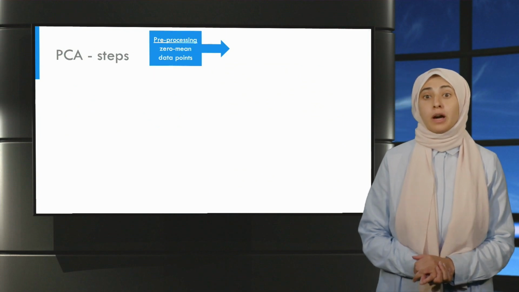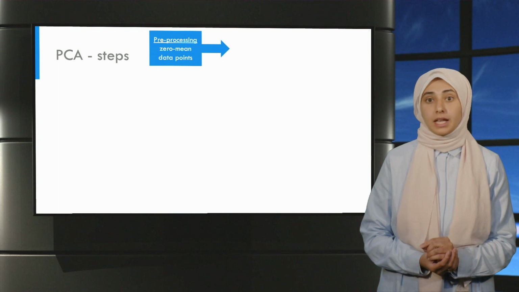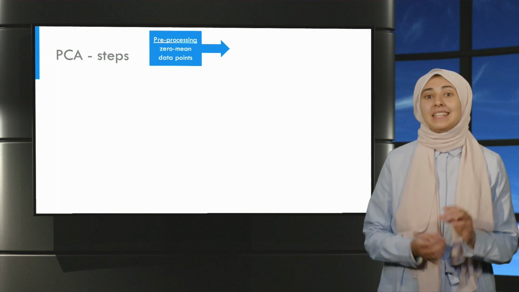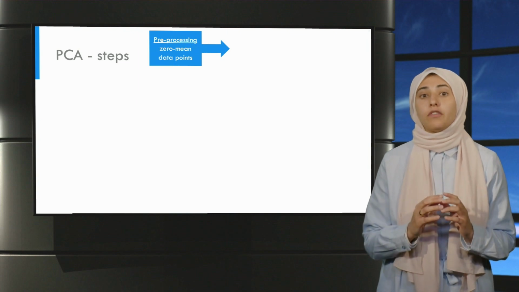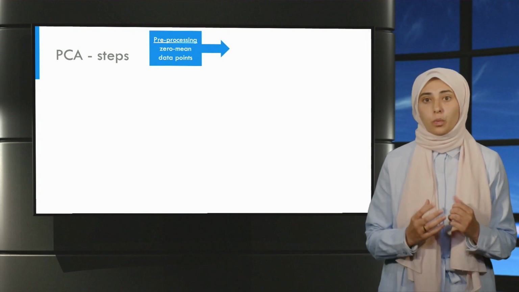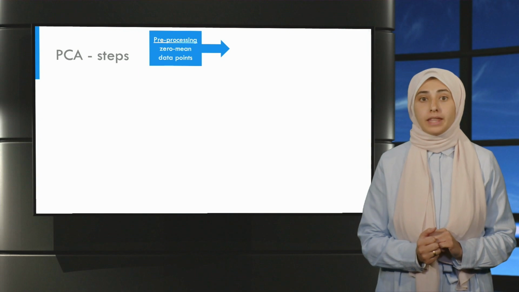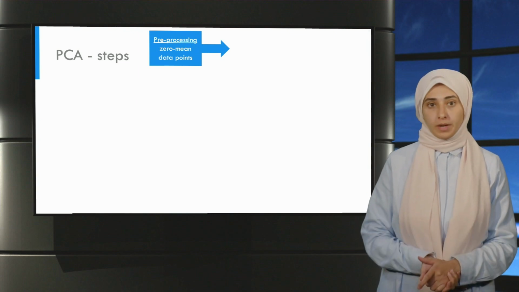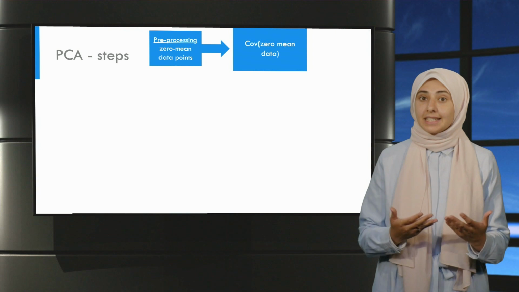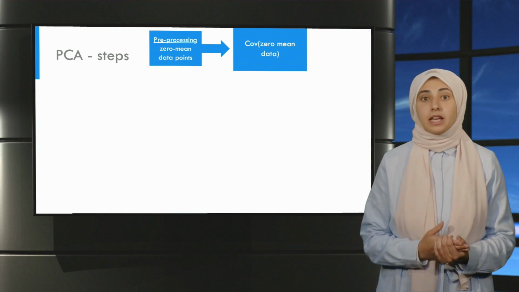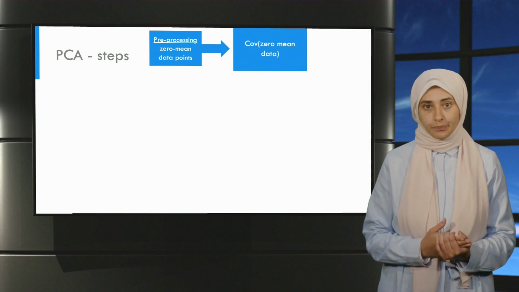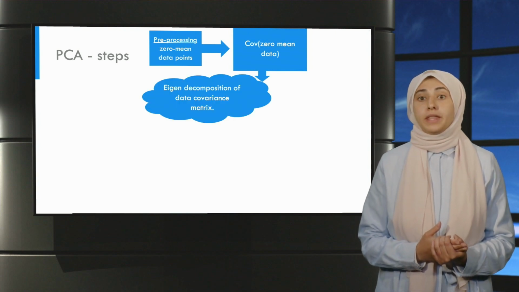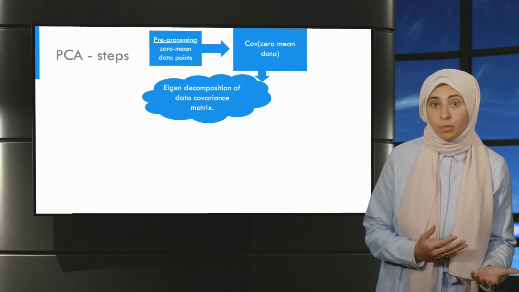PCA starts by pre-processing the data points. This pre-processing step centers the data points around the origin so that the mean of the data features is always 0. These will be our data points from now on. The next step in the PCA is to compute the covariance matrix of the pre-processed data. That will be the input to the eigenvalue decomposition step.